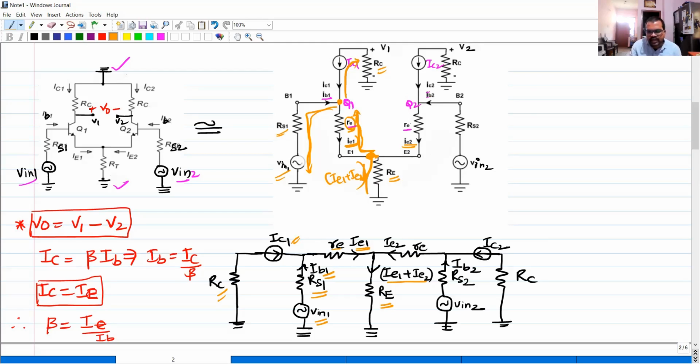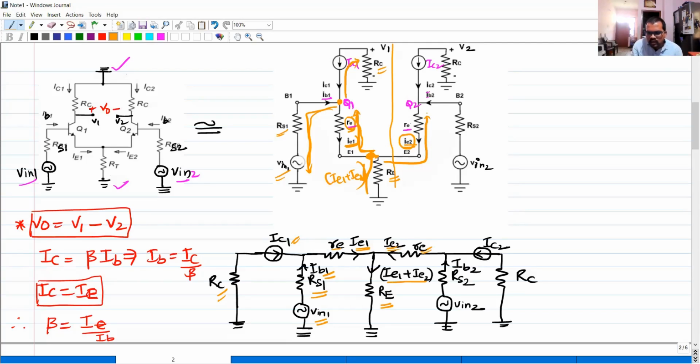Everyone got the point of what I am saying? Similarly, on the other side of the transistor, I am moving from here to here. What is the resistance here? RE. What about the current? IE2. So the current is IE2, the resistance is RE, right?